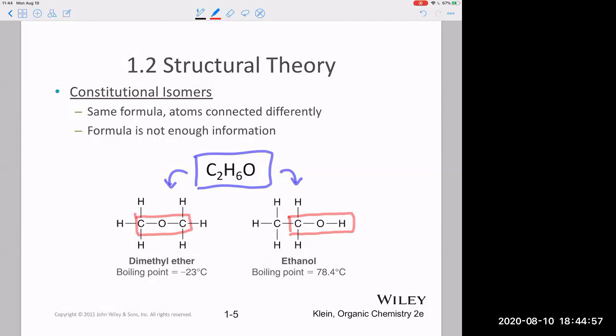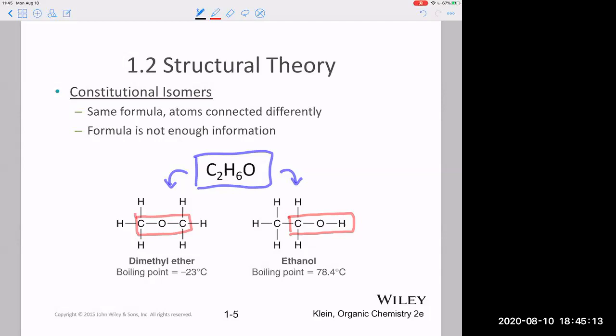These two would be considered to be constitutional isomers. They have the same molecular formula, but different connectivity of atoms, all right? So that is a definition of a constitutional isomer. This is an example of a pair of constitutional isomers.